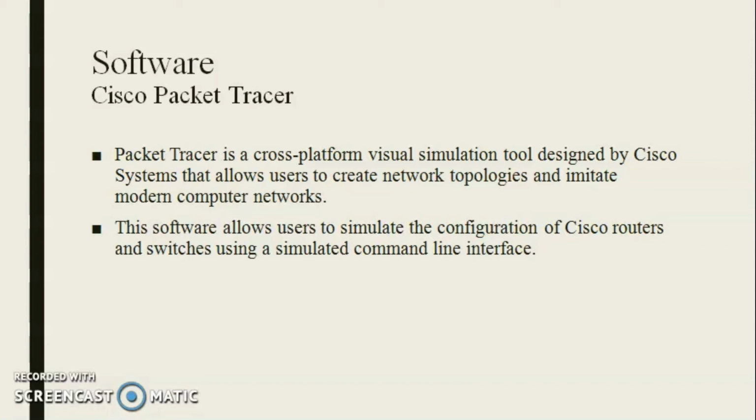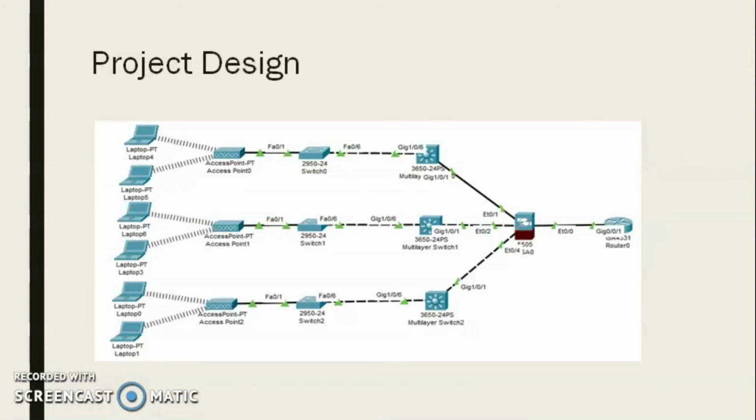Then our project design shows the design of our network, the network topologies, the devices used, which are the router, the firewall, the multi-layer switch, the main switch, the access point, and then the client, how they receive their signals. That is basically what the project design talks about.